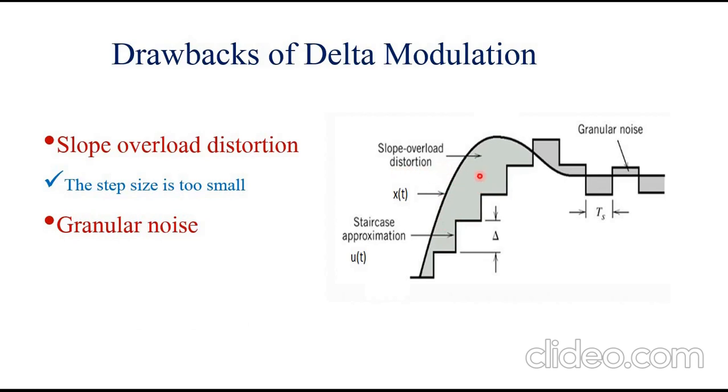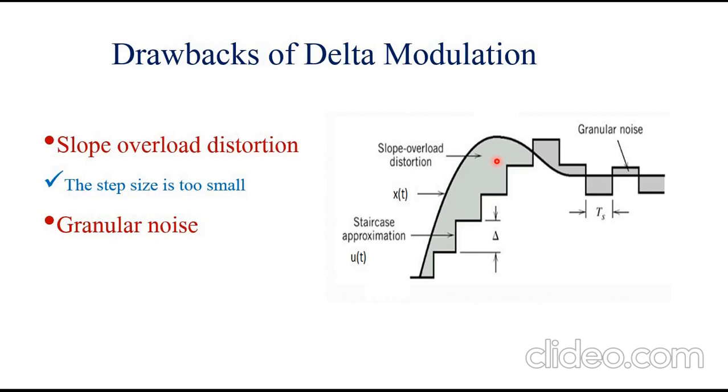And to reduce this error, the step size must be increased when the slope of signal x(t) is high. Since the step size of the delta modulator remains fixed, its maximum or minimum slopes occur along straight lines. Therefore this modulator is known as the linear delta modulator.